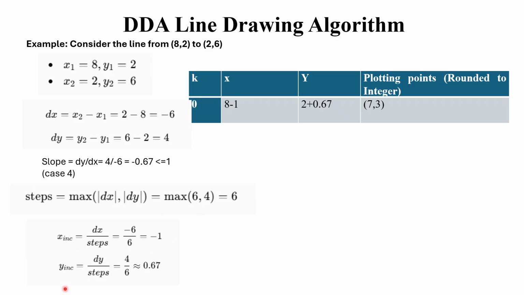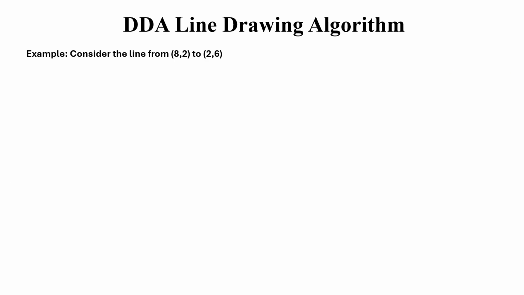So what is the value of y increment? That is given by the formula dy by steps. Dy is 4. 4 by 6 is 0.67. So with these two values, we can find out by what value x and y are going to increment. As seen in the previous slide, we have the formula for x increment and y increment. X increment, by using the formula, we found as minus 1 and y increment is 0.67.